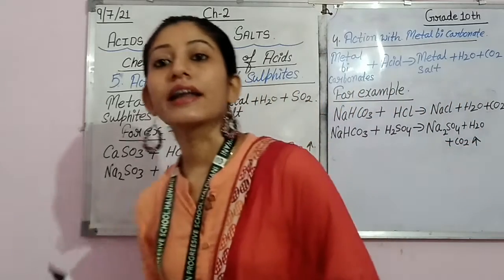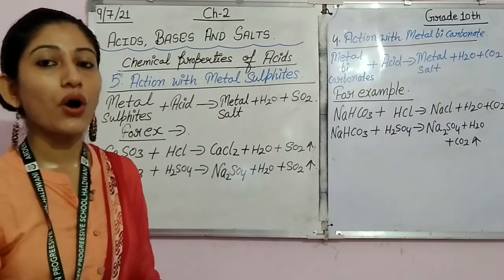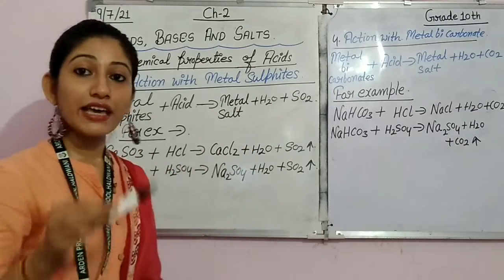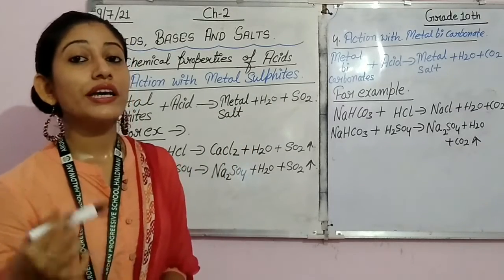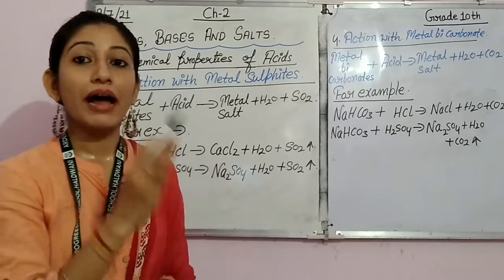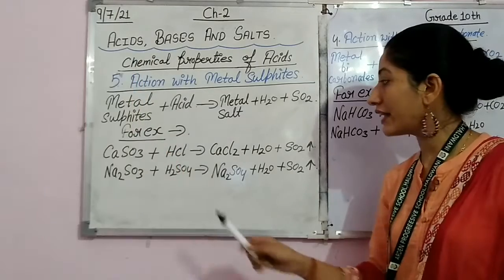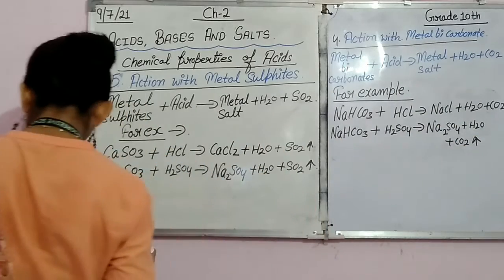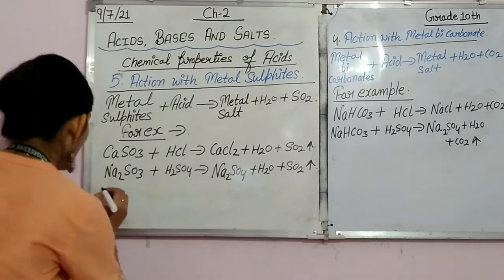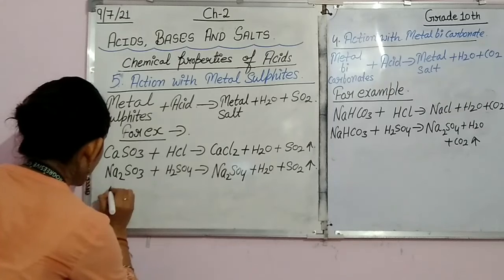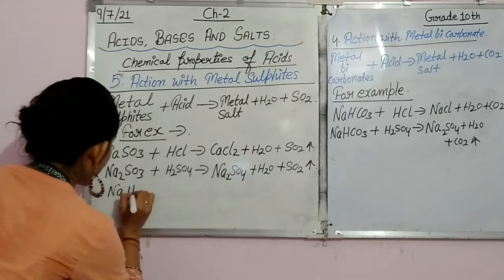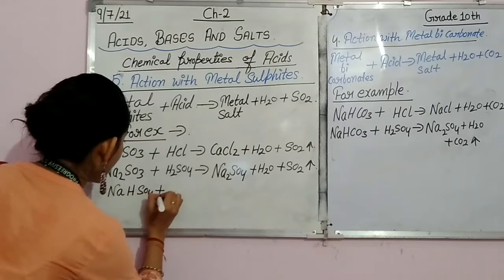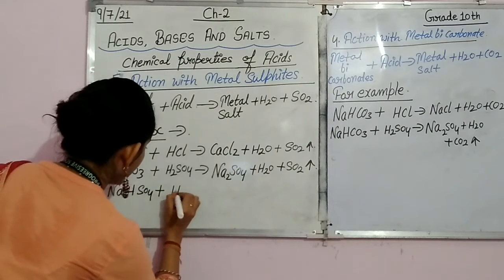In the same manner as we have seen the action of acids with metal sulfides, in the same way they can also react with the metal bisulfides. Again they will give the same type of product. For example, now I am giving you an example of a metal bisulfide. Suppose I have taken sodium bisulfide, and now I am reacting it with HCl.